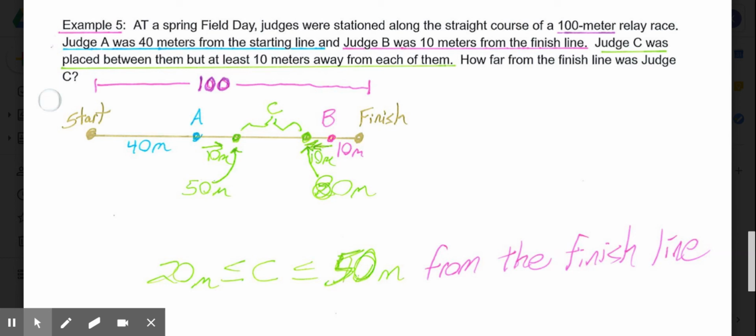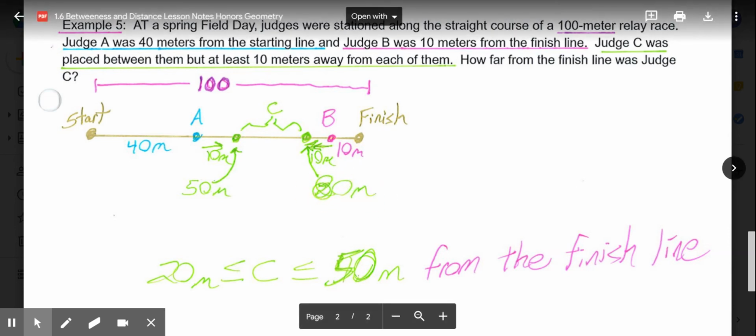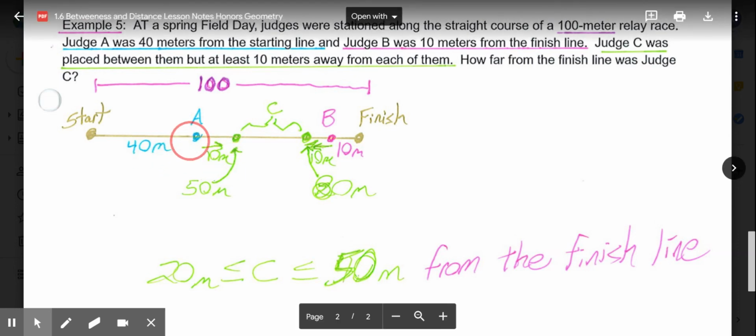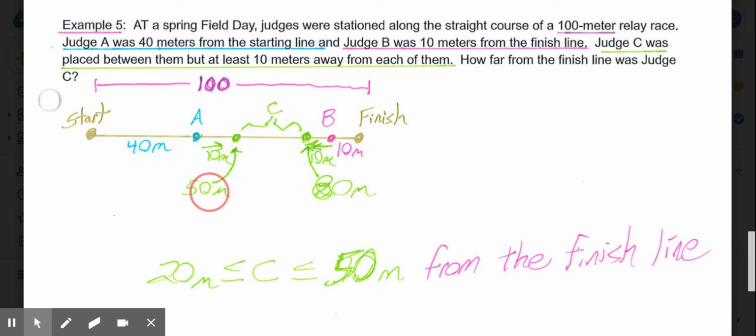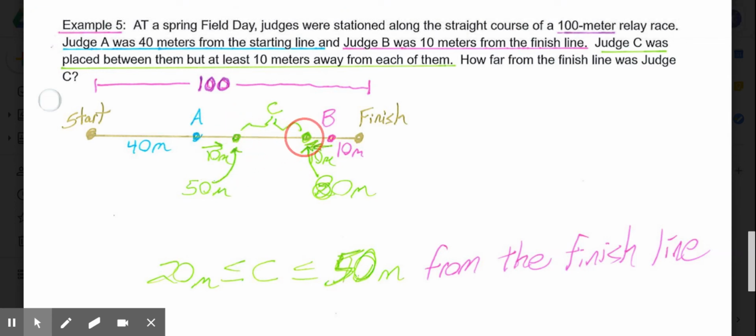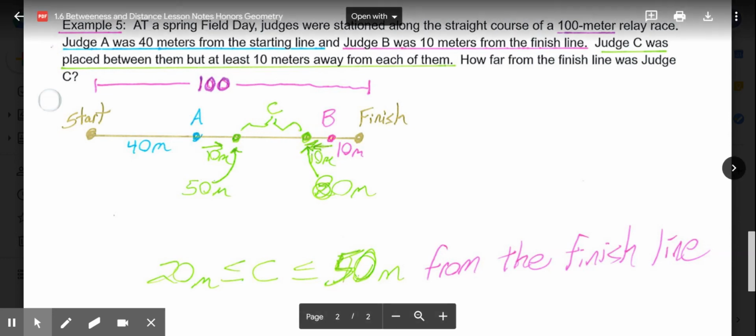So if I would go 10 more meters in from the finish, that would put me at 80 meters away from the start. And if I would go 10 meters away from the 40 meters that A is, that puts me at 50 meters from the start. So Judge C from the start could be anywhere in between 50 to 80 meters, and that would meet these requirements. But they're not asking how far from the start, they're asking how far from the finish line was Judge C. So I have to look at it in reverse.